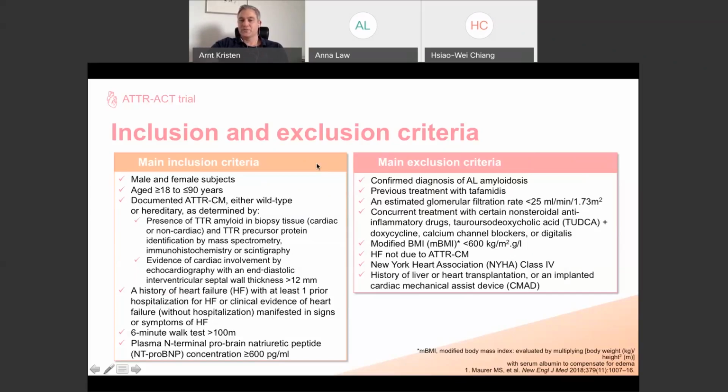Patients with confirmed diagnosis of light chain amyloidosis were excluded, as well as patients previously treated with tafamidis, patients with a low eGFR below 25 milliliter, and if they do take treatments which includes non-steroidal anti-inflammatory drugs or other drugs given here, as well as patients in NYHA class 4 or after liver or heart transplant. These patients were excluded.